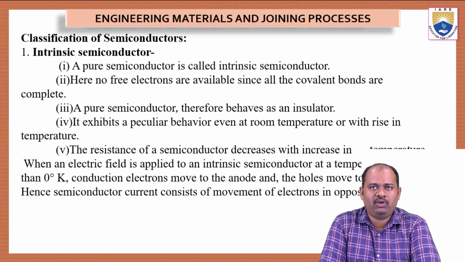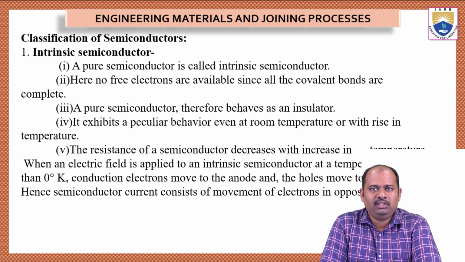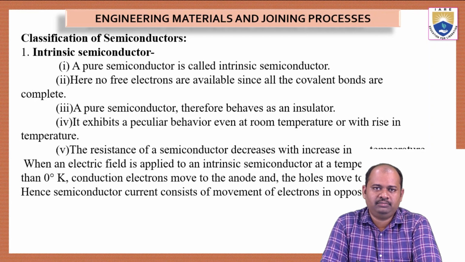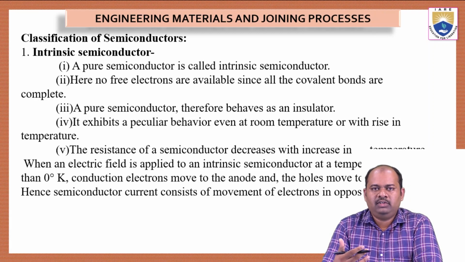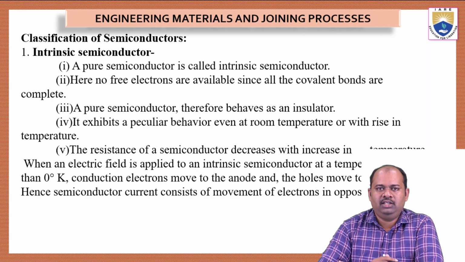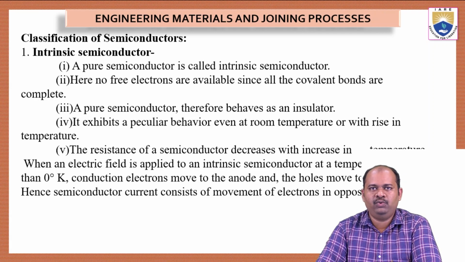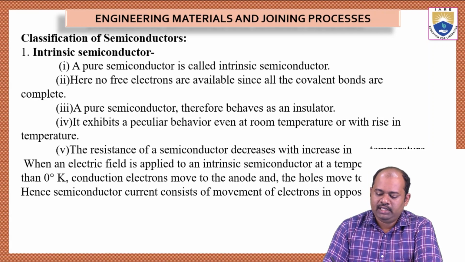It is a pure form of a semiconductor. Hence no free electrons are available since all the covalent bonds are complete. So in intrinsic semiconductors, there are no free electrons. The covalent bonds are completely formed. There are no free electrons, so they will not convert into a conductor easily. They will take more time. A pure semiconductor therefore behaves as an insulator.